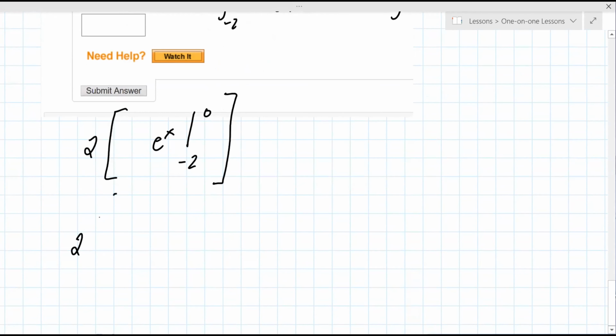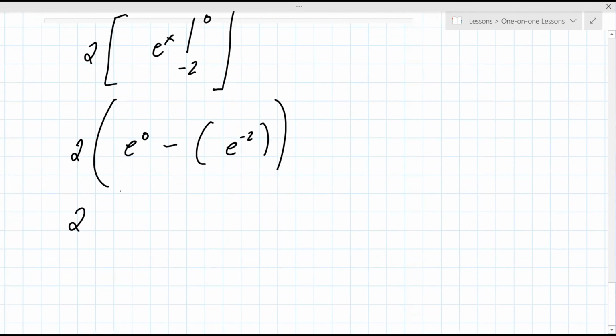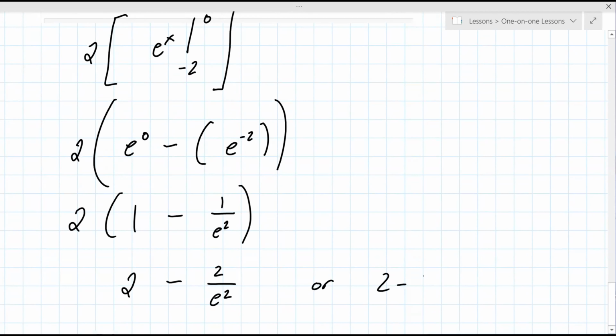So this 2 stays on the outside. It's e to the 0 minus e to the minus 2. So e to the 0 is 1, 1 minus, and then e to the minus 2 can be written as 1 over e squared. So there's a lot of ways you can write this. You can write this as 2 minus 2 over e squared. You could write it as 2 minus 2 e to the minus 2. All will be acceptable in this case. You can distribute that in, but you don't even have to. It's not like high school. They accept a lot of forms.